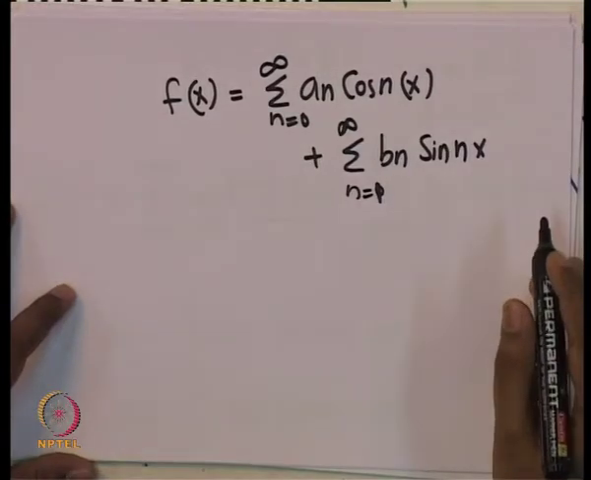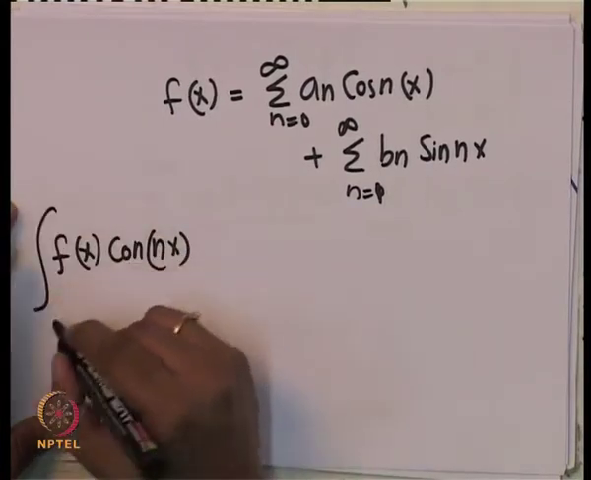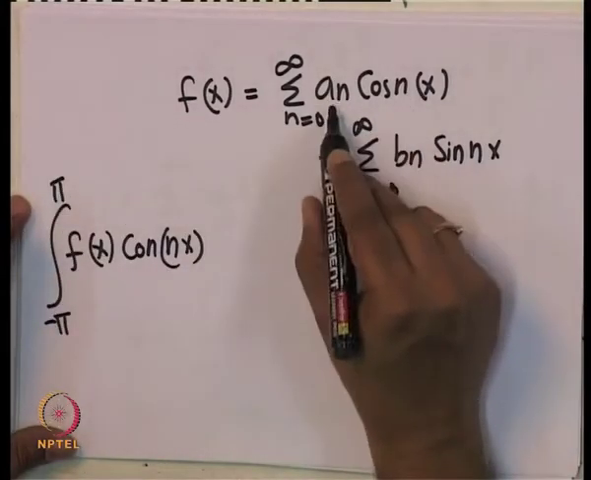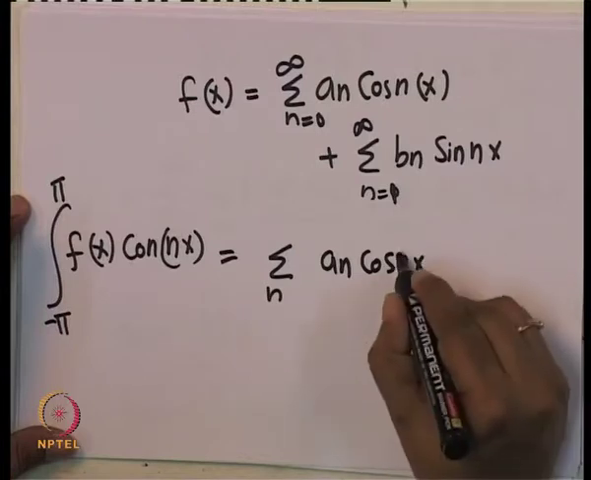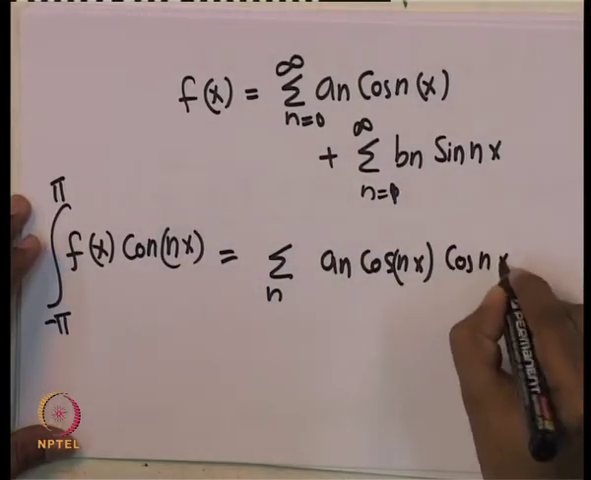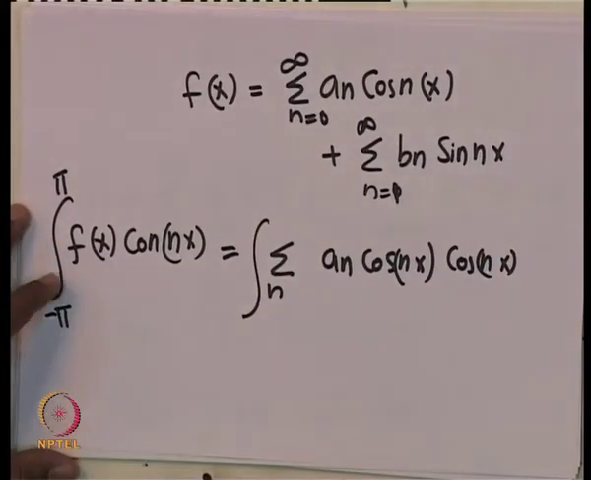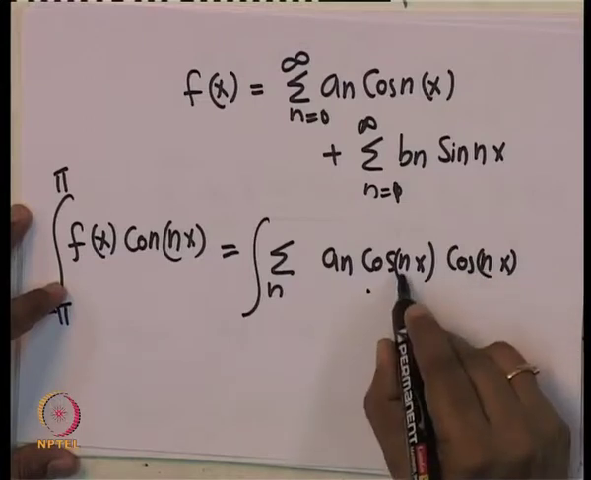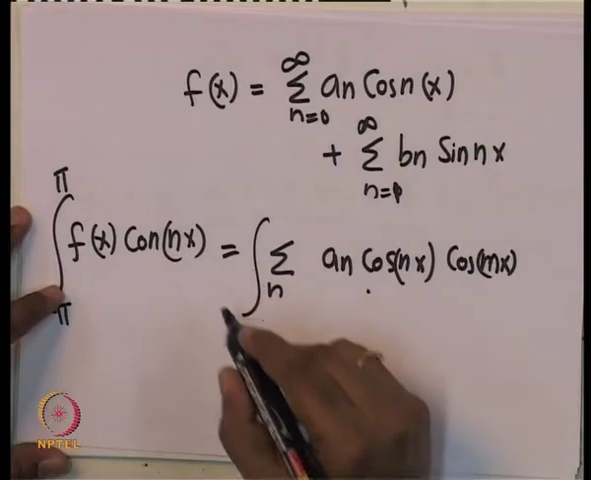Now, what do we get? Let us multiply f of x with cos n x and integrate from minus pi to plus pi. What you get here is the sum over n of a n cos n x, multiplied with cos n x here, and you integrate. So what do you get? You have an integral of cos n x, and for a particular value of n, you have to do this properly. You have to write this as a particular value of m if you like, just so as not to confuse.